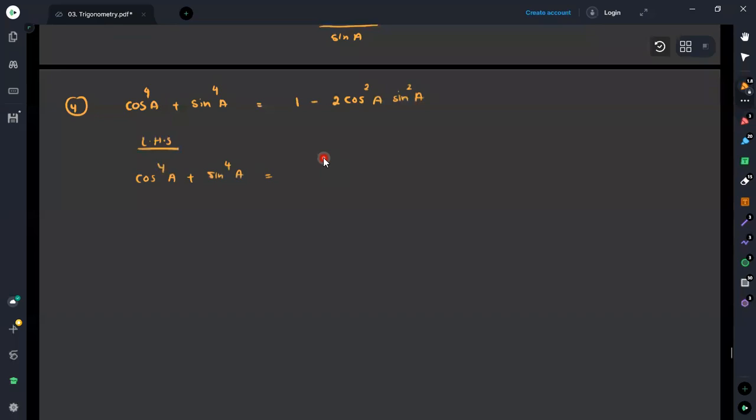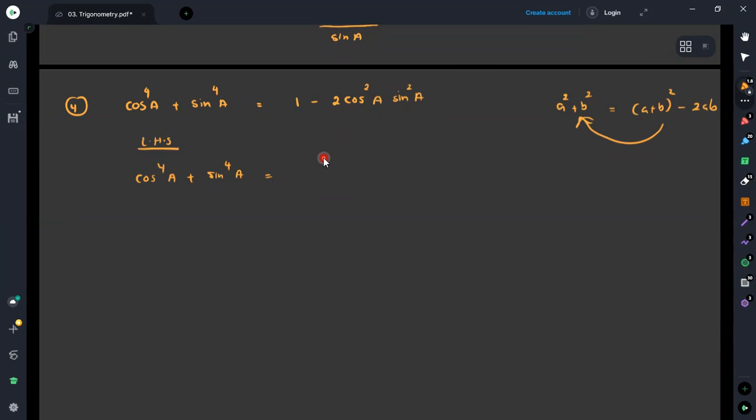Here, if I consider A squared plus B squared, I can write it as A plus B to the power 2 minus 2 times AB. If you solve this, again you will get the quantity A squared plus B squared. Therefore, we can use this concept here and apply it.